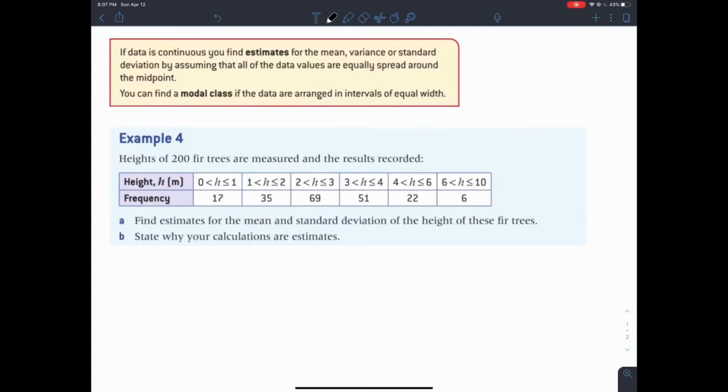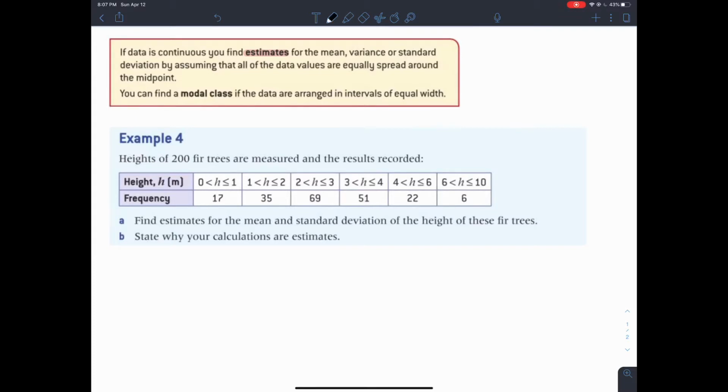We are going to be looking at an example of using grouped continuous data. Now for continuous data, since you have a wide range of values, you cannot use the actual data points to find the mean, variance, and standard deviation. So we use estimates of those values in order to find those measures of the data.